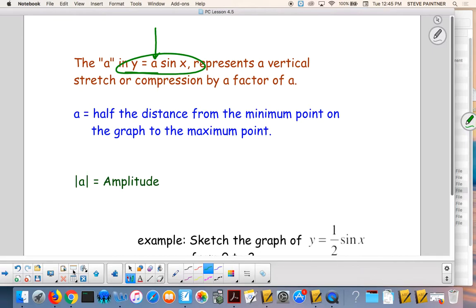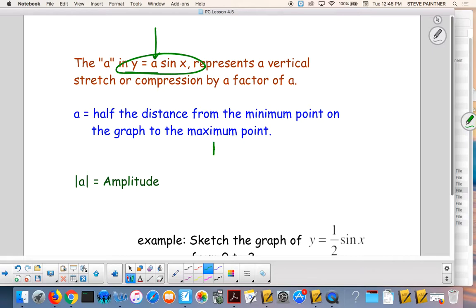So they just gave you a formula, and just so you know this, if the maximum is 3 and the minimum is -3, what's the distance? How far apart are they? 6. Now, to get the answer 6, you take the maximum number and you subtract the minimum number. So that distance, whatever that distance is, cut it in half, and that becomes your amplitude.